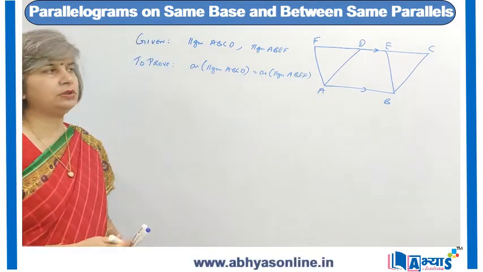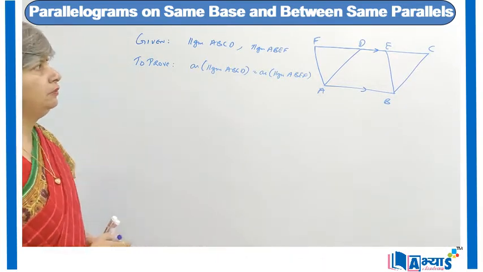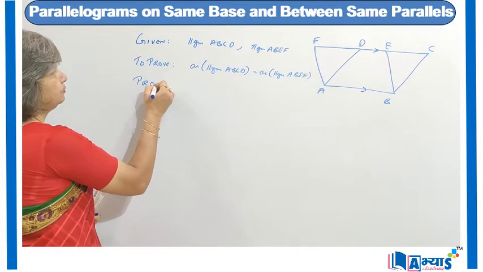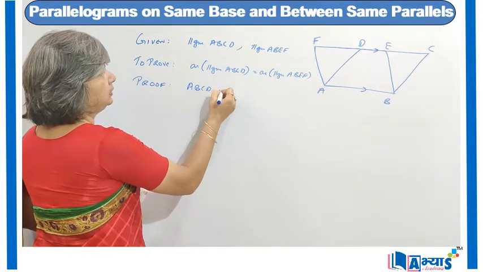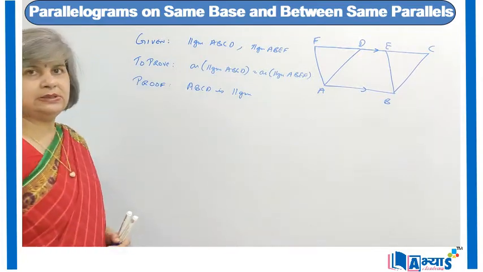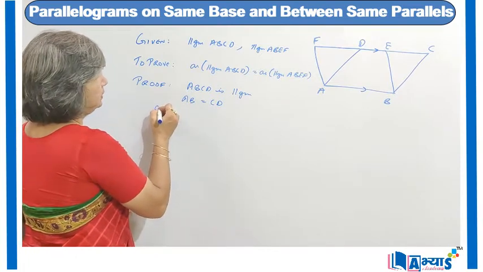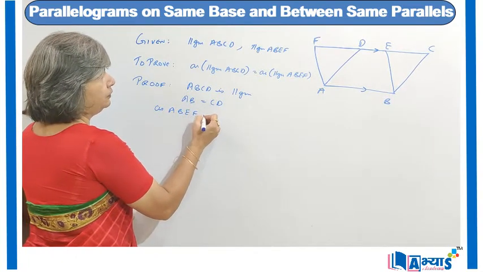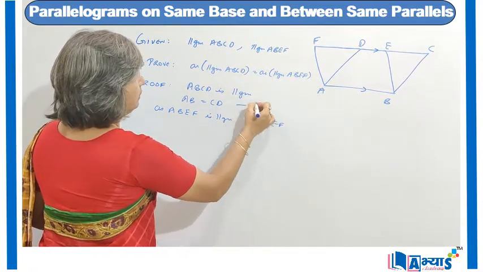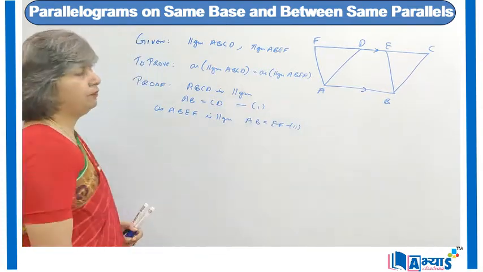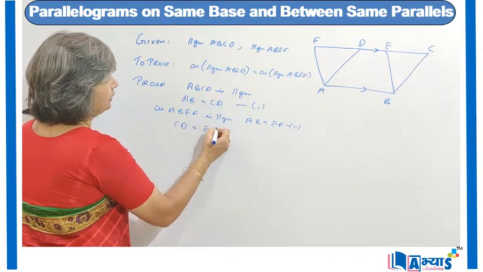Now we have two parallelograms on the same base and they are between the same parallels, and we have to prove that their areas are equal. For this, the proof will be: now we know that ABCD is a parallelogram. When ABCD is a parallelogram, AB will be equal to CD, and as ABEF is a parallelogram, therefore AB is equal to EF. Let it be equation 1 and this be equation 2. From equations 1 and 2, we can say that CD is equal to EF.